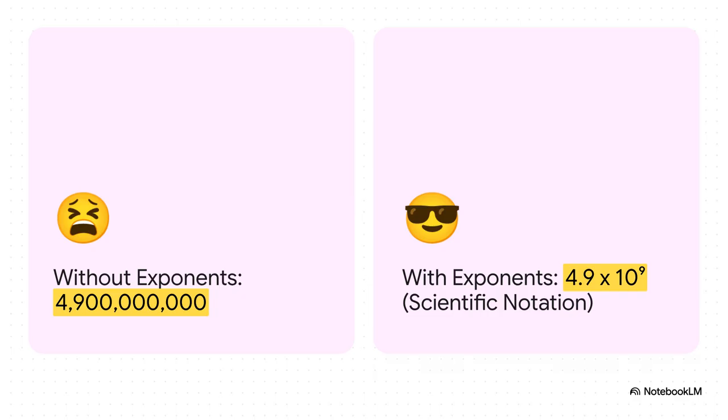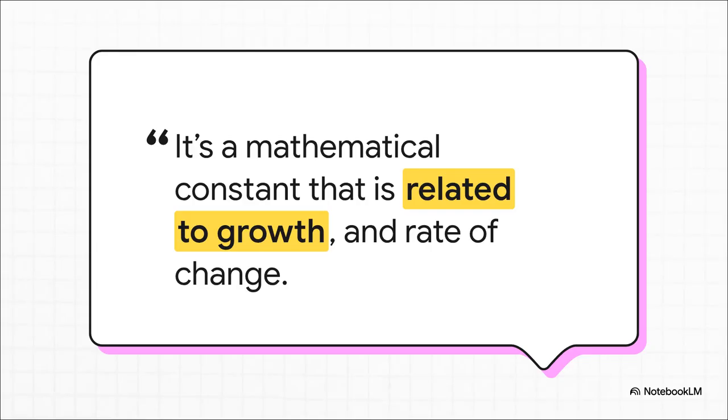This is called scientific notation, and it doesn't just look better, it makes it so much harder to make a mistake. Now, you can use pretty much any number as a base for an exponent, but there's one number that's, well, it's special. It's the number e. Kind of like pi, it's this weird number, about 2.718, that just shows up everywhere in nature. It is the fundamental number for describing continuous growth.